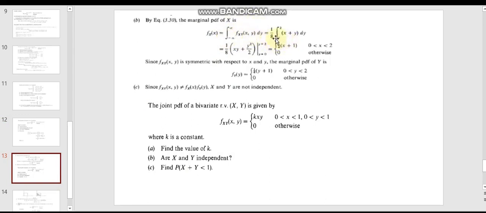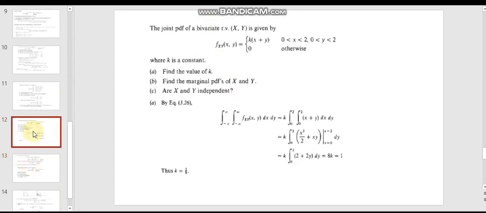So when I integrate it from 0 to 2, I will get the marginal PDF of x, which is equal to 1/4 times (x + 1) when x lies between 0 and 2, otherwise it is equal to 0. Similarly, I can find the marginal PDF of y, which is equal to 1/4 times (y + 1).